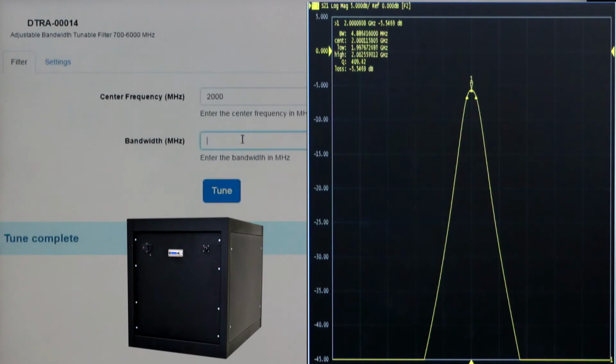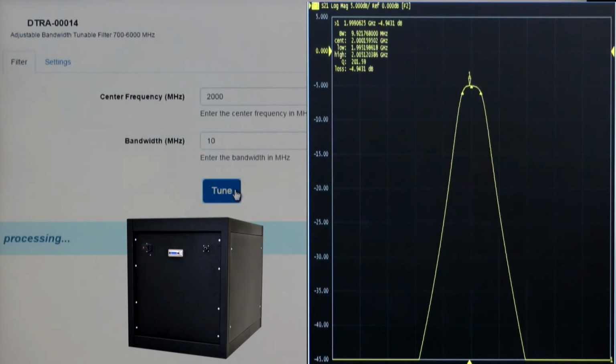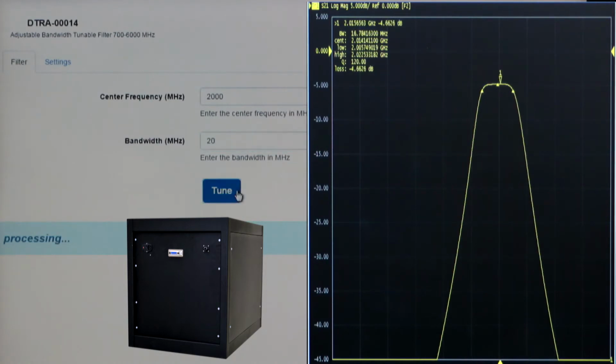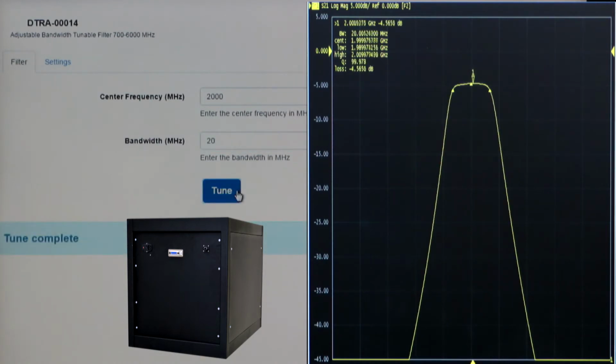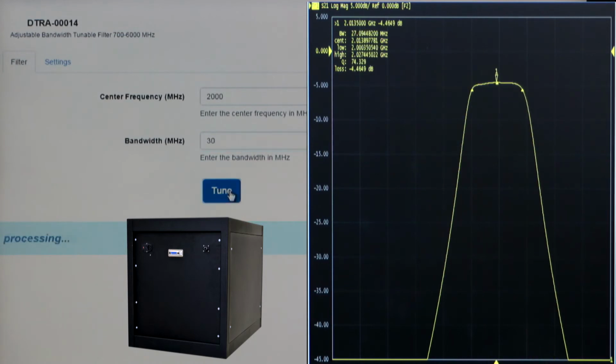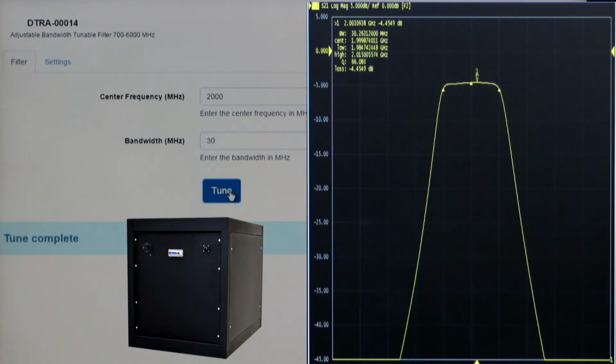Adjusting the center frequency to 2 GHz, we can start again at 5 MHz bandwidth through 10, 20 MHz, 30 MHz, and finally 40 MHz.